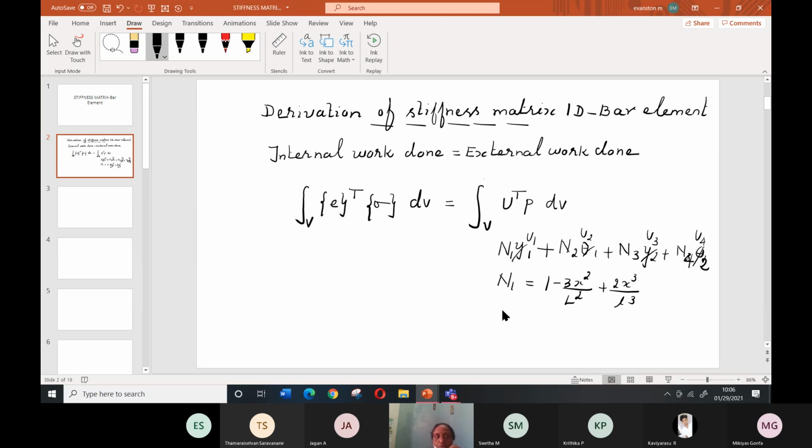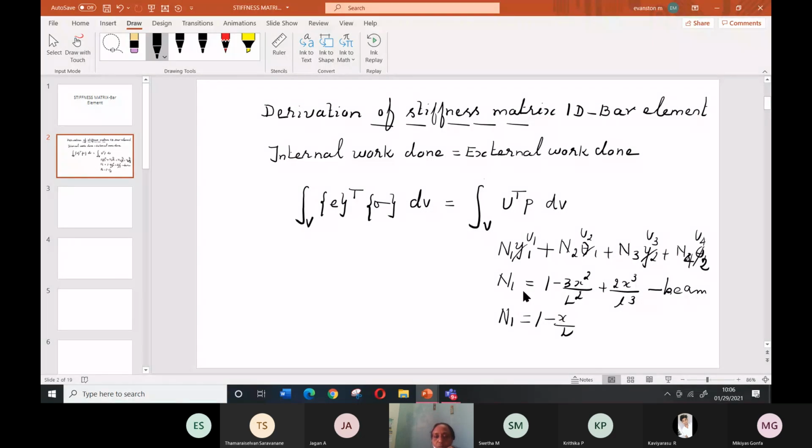Similarly, for the bar element also we have seen it in the last class. This is N1. Can somebody tell me the values for the bar element? This was for the beam element. For the bar element, last class we derived it, no? N1 is 1 minus x by L, and N2 is x by L. So this is the value we have derived.